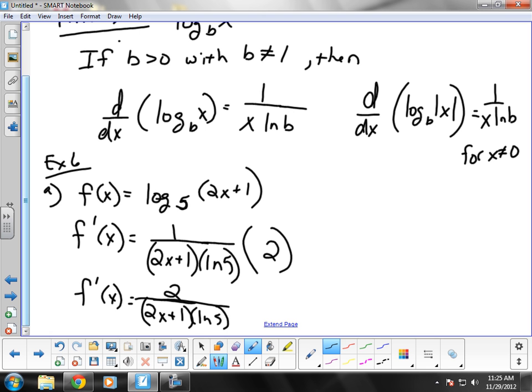Well, they go through and go ahead and pull the 2 and the ln of 5 in front for some strange reason. Because this is just a number part right here, so they pull it out in front like a coefficient. But they haven't really done anything else to it. That's it.